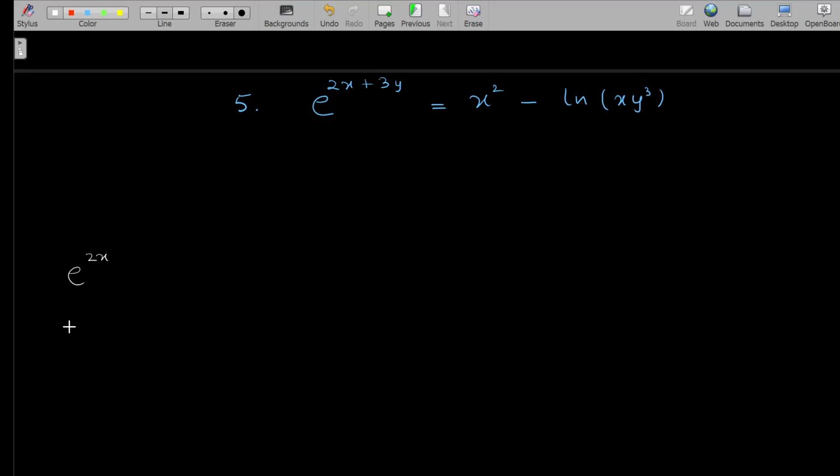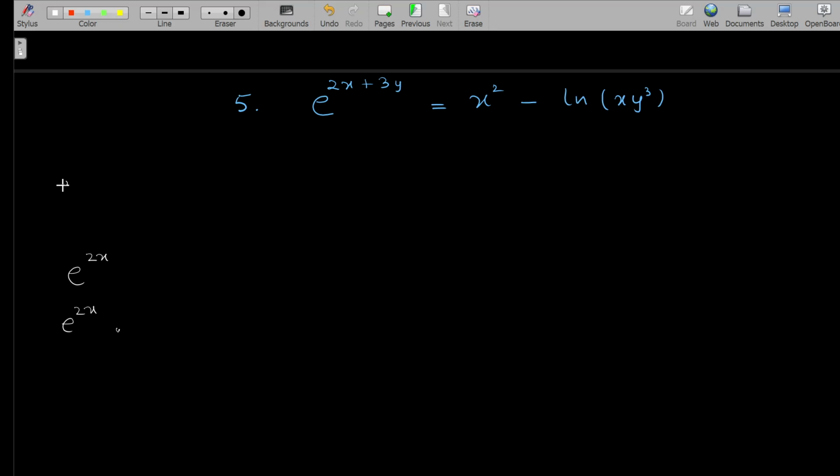Using chain rule? Would it be just e raised to 2x? No, e raised to 2x times the derivative of the inner function.